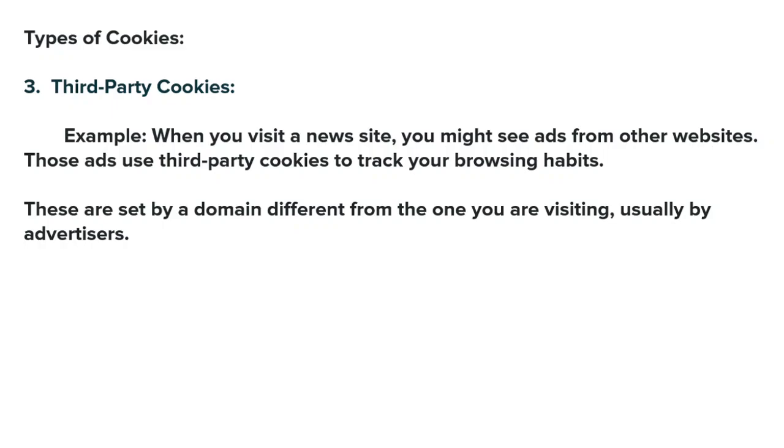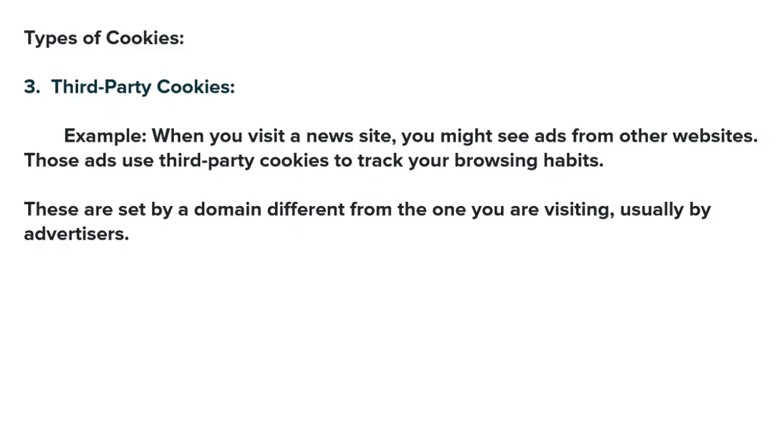Third party cookies. Another type of cookies are third party cookies. We have normally seen that whenever we visit some news website, we frequently see ads from other websites. Those ads use third party cookies to track your browsing habits. And whatever you browse, whatever you search, according to that, ads of such products are displayed on the news website. So basically those are because of third party cookies.